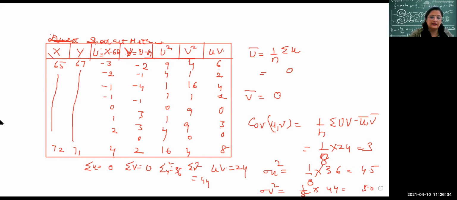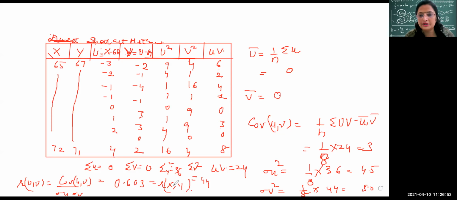So ultimately you will put all the values in RUV. RUV is covariance between U and V divided by sigma U, sigma V. When you put all the values here, what you will get is 0.6, the same answer, because of the property that the correlation coefficient is independent of change of origin.